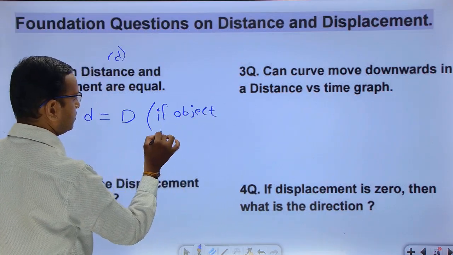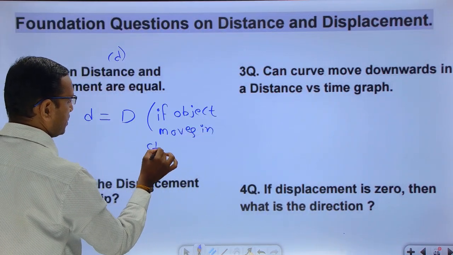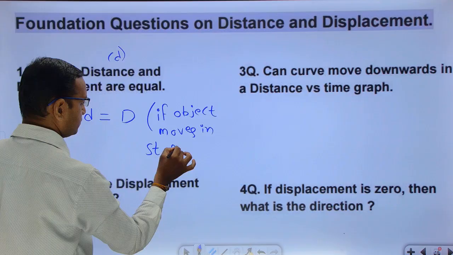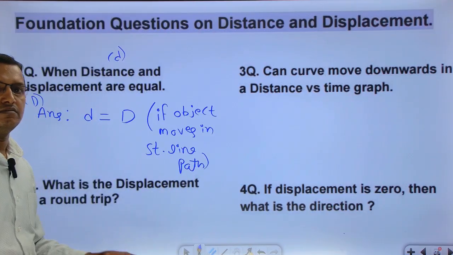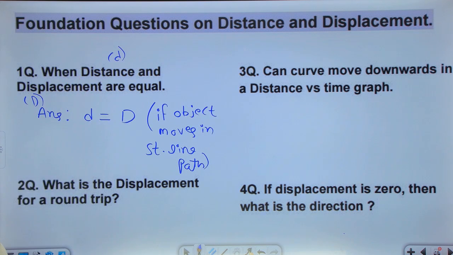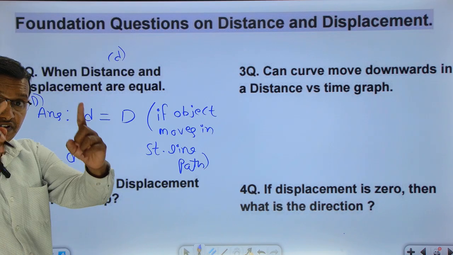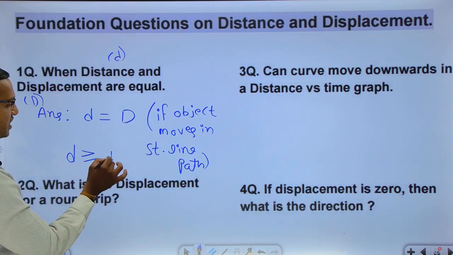So distance will be equal to displacement if the object moves in a straight line path. If the object is not moving in a straight line, there is no question that distance will be equal to displacement. Very, very important. And one more important point I want to cover: remember, distance will always be greater than or equal to displacement.